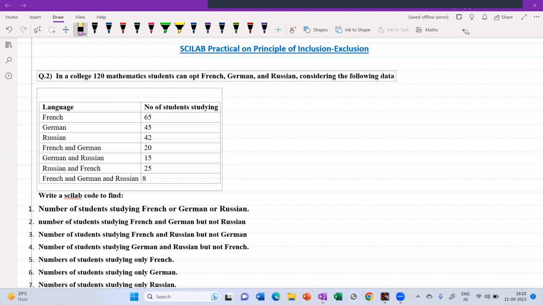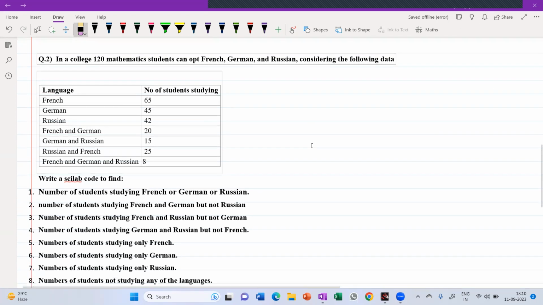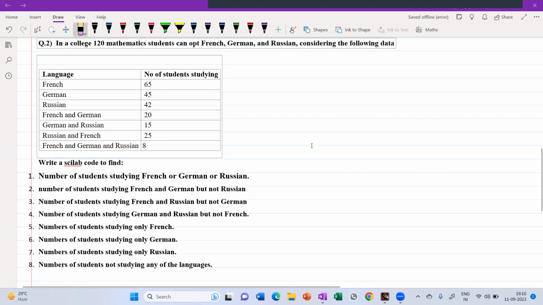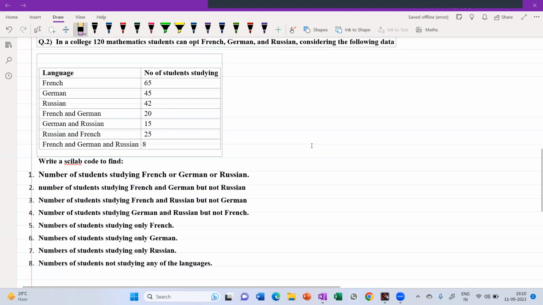Let us understand what is being asked in this question. Write a SCILAB code to find the number of students studying either French or German or Russian. So the first question is asking us to find how many students have taken at least one of the languages, either French or German or Russian. So from the question itself, we know that we have to find their union.